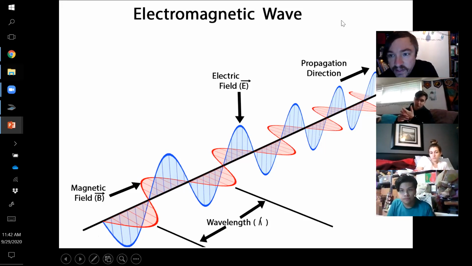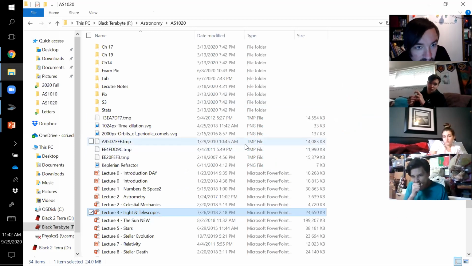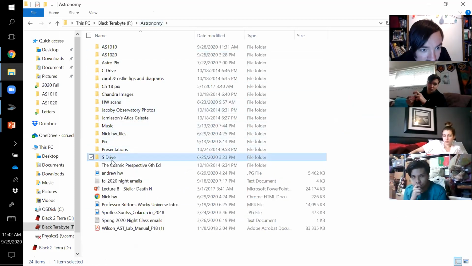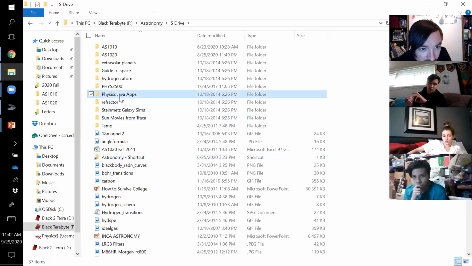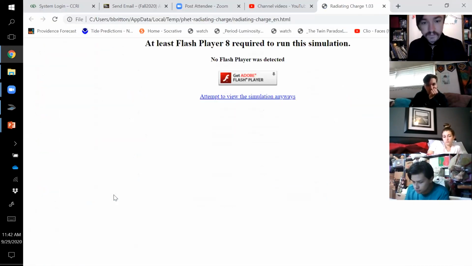Maybe I could show you guys a different model to help you understand what these fields are before we get started here. I've got these cute little physics Java apps in my S drive. And they made one for a radiating charge that I'd like to show you. This is an important picture.